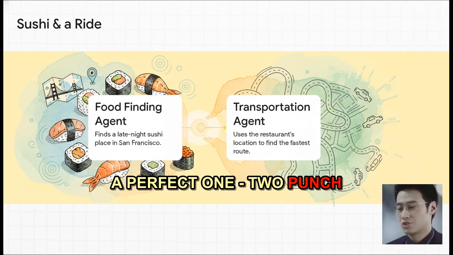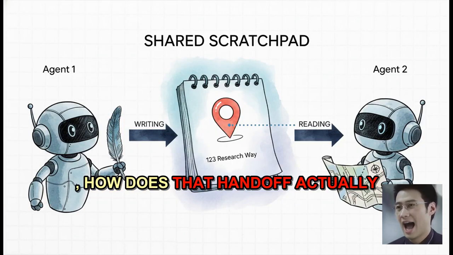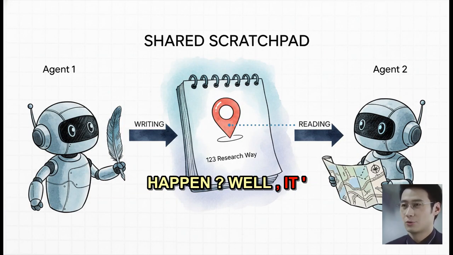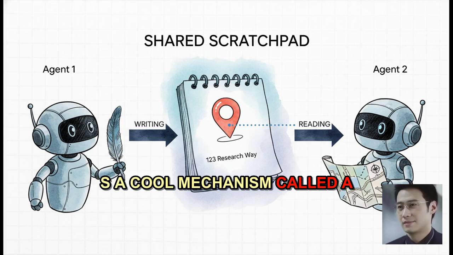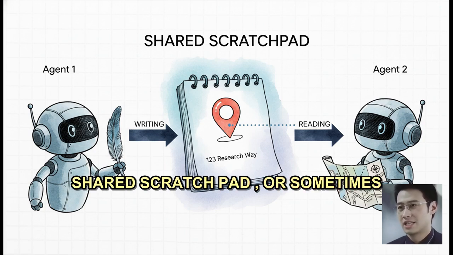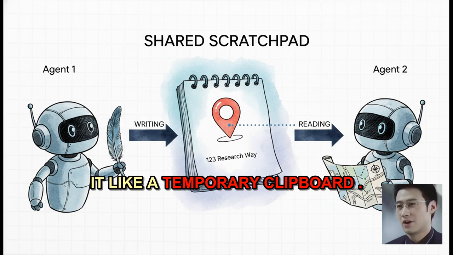It's a perfect 1-2 punch. Now you might be wondering, how does that handoff actually happen? Well, it's not magic. It's a cool mechanism called a shared scratchpad, or sometimes session state. Just think of it like a temporary clipboard.